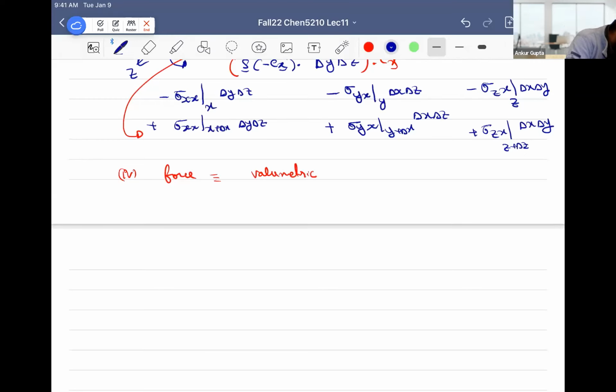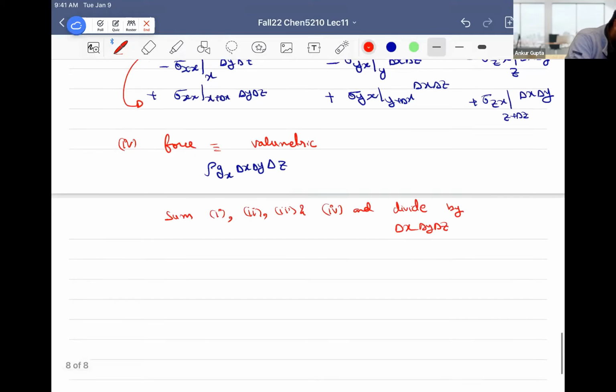Okay, so this gravity force is simply rho g_x times delta x delta y delta z, where g_x is just the component of the gravity in the x direction. All right, so I'll skip a few steps: sum 1, 2, 3, and 4, and divide by the volume, delta x delta y delta z, to make it a per unit volume equation.